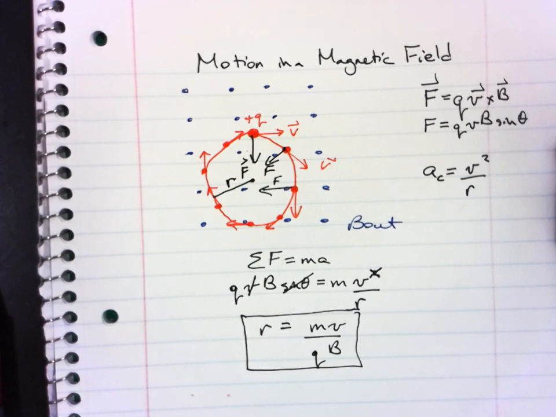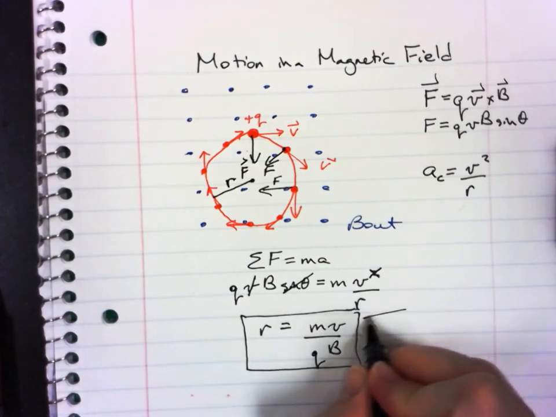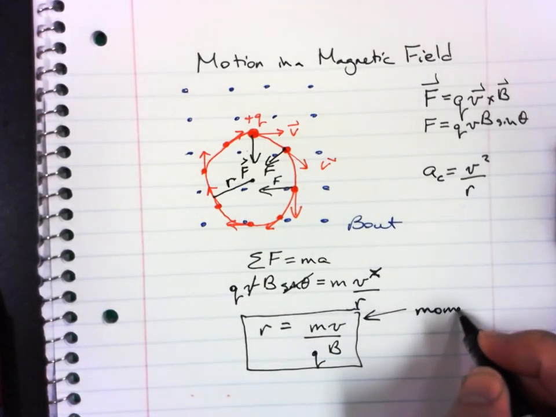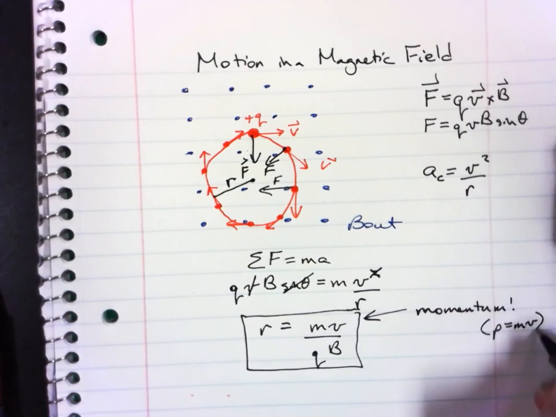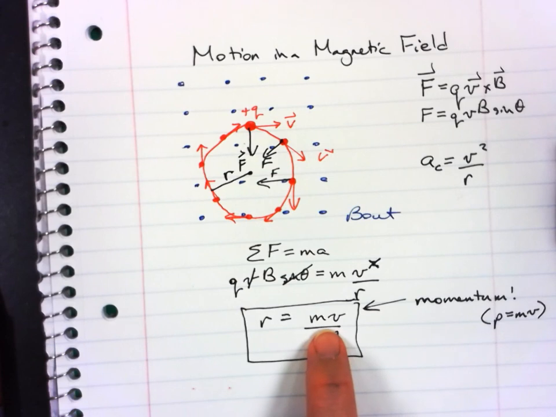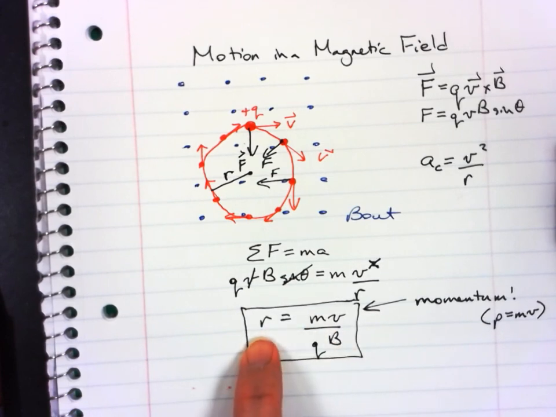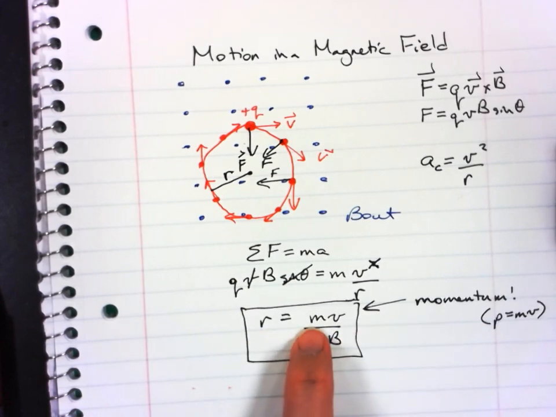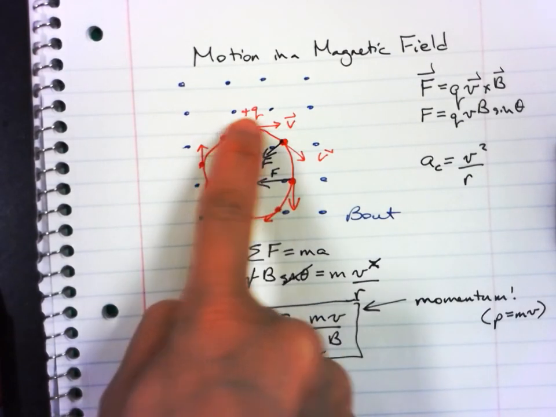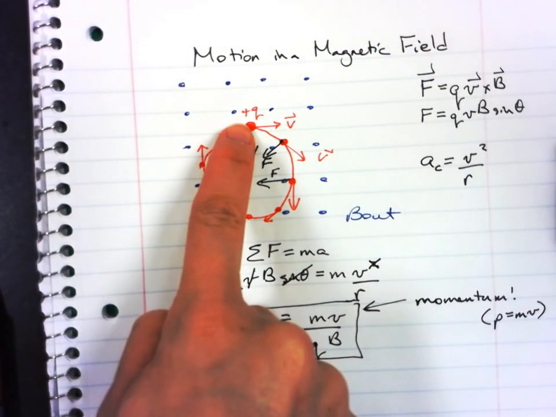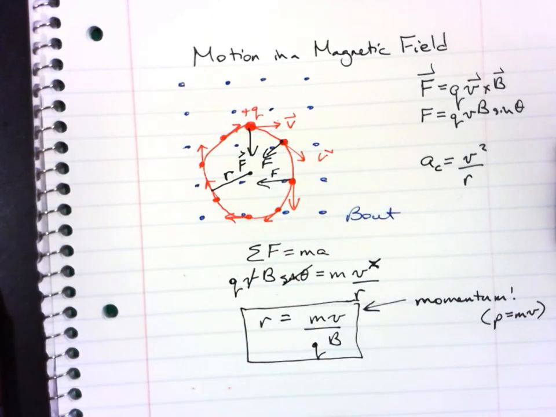One of the things I want you to notice about this equation, the numerator is the momentum of the particle. Remember, p equals mv. So the bigger the momentum of the particle, the bigger the radius. And you can have more momentum either by a more massive particle or a faster particle. So if this particle had been moving faster at first, it would have made a bigger circle. If it had been more massive, it would have made a bigger circle.